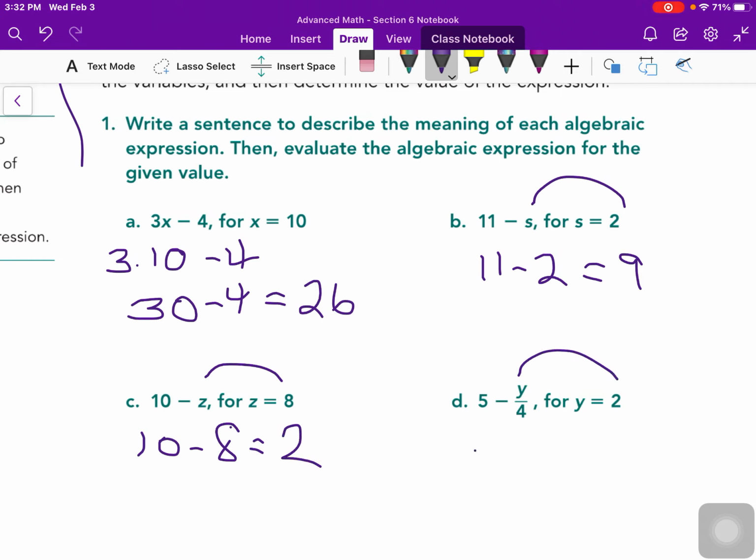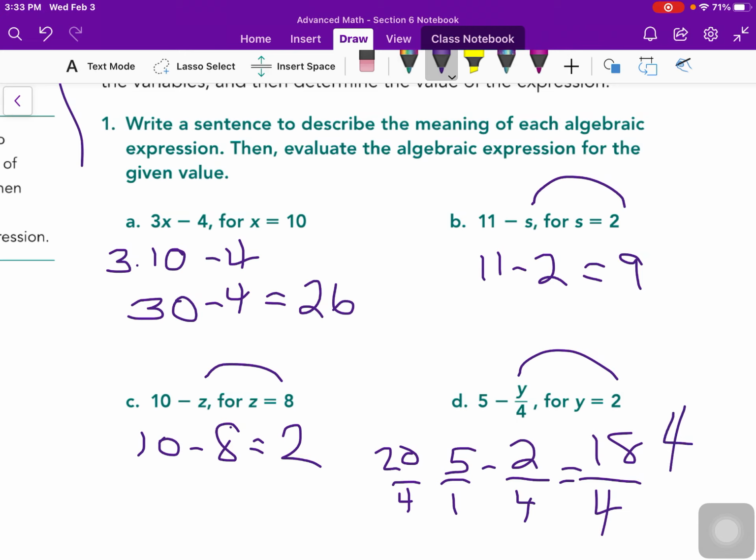For this one, we're going to put 2 in for y, so this is saying 5 minus 2/4, which is a half. 5 minus 2 halves. I could change this to 20 over 4. 20 over 4 minus 2 over 4 would be 18 over 4. 4 goes into 18, I'm really messing you guys up on that one. 4 goes into 18 4 times, and there'd be 2 left over, 2/4, which simplifies to 4 1/2.